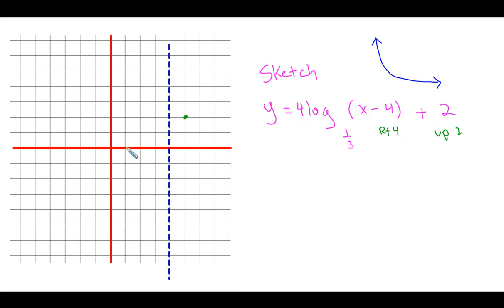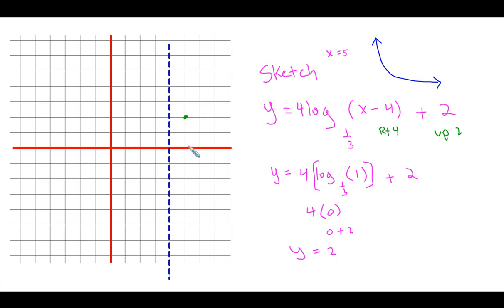Right here, our x value, 1, 2, 3, 4, 5. If x is equal to 5, if you plug in 5 here, you basically end up with this. y is equal to 4 times log base 1/3 of (5 minus 4), which is 1, plus 2. So this part right here, 1/3 to what power will give you 1? Well, the answer is 0. 1/3 to the 0 will give you 1. So 4 times 0 is 0, plus 2. So y is going to equal 2.